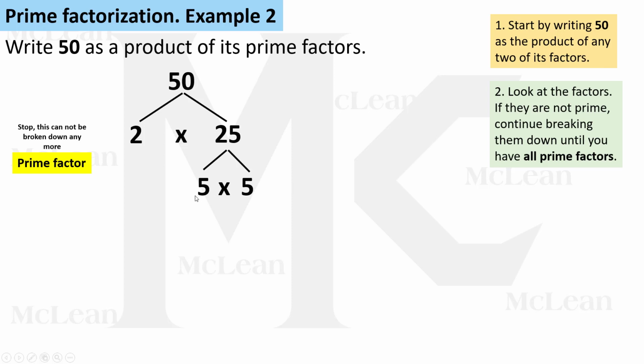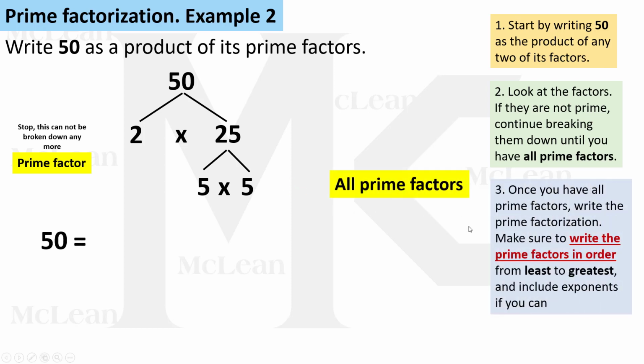Now, are we done here? Let me see. 2 is prime. Is there any whole number I can multiply to get 5? Nope. So right there, these are all prime factors. So the answer will be 50 equals, as a prime factorization, again remembering to start with the smallest number, 2 times 5 times 5.